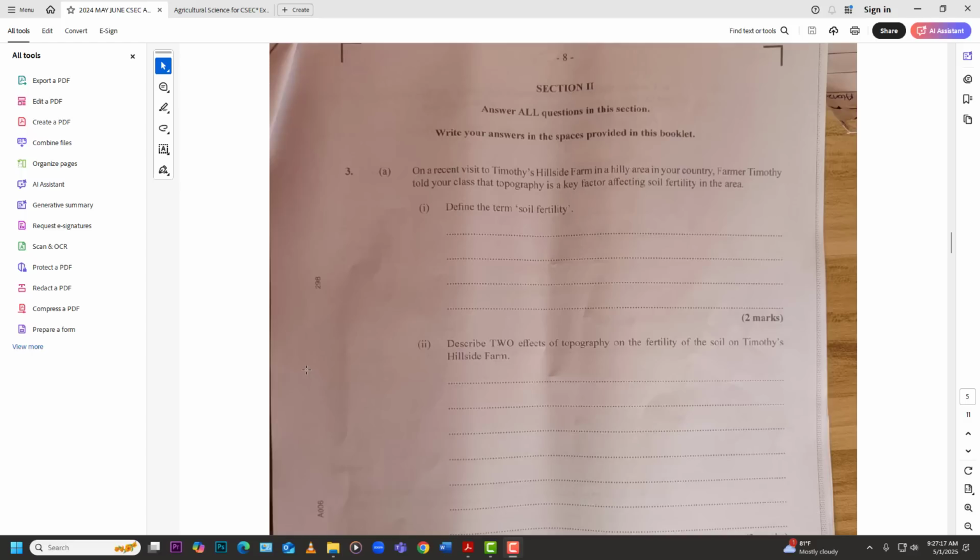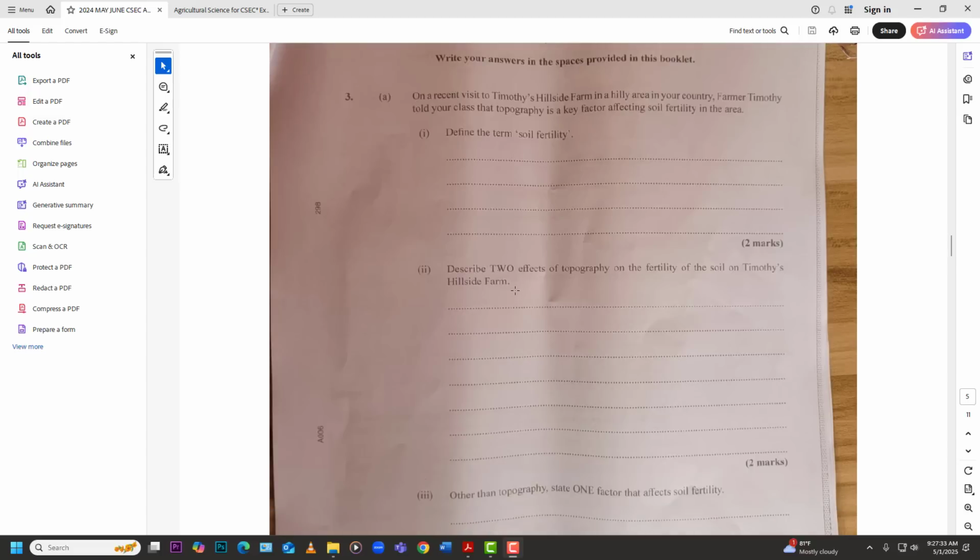So let's just jump into it one time. On a recent visit to Timothy's hillside farm in a hilly area in your country, Farmer Timothy told your class that topography is a key factor affecting soil fertility in the area. First question, define the term soil fertility.